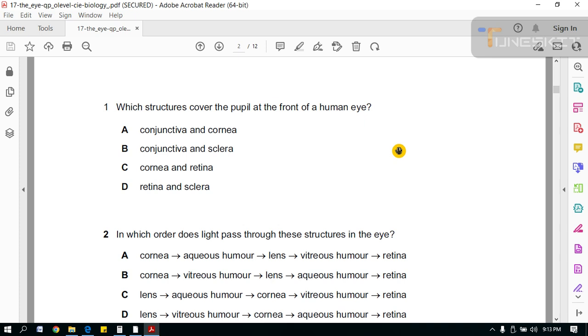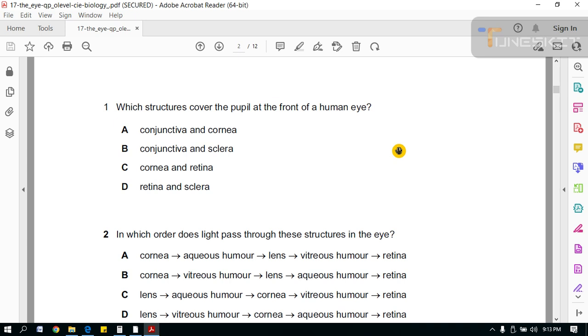Hi dear students, today we will discuss the second part of our chapter, that is coordination and response. In this part we will also discuss paper 1, and this part is actually the human eye.